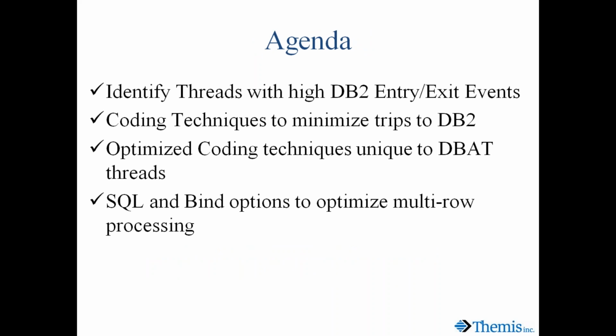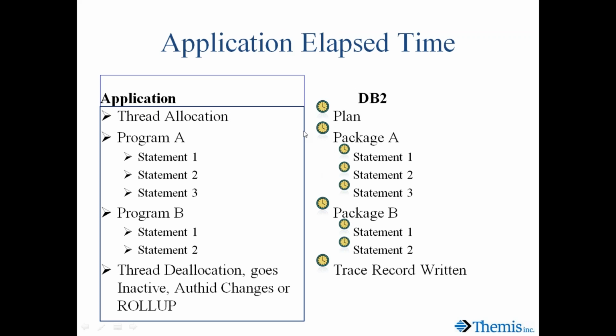The agenda today, we're going to take a look at how we identify the threads with high DB2 entry and exit events. In other words, you're going back and forth to DB2 many times. We want to try to minimize that. If we can minimize the number of trips from your application to DB2 and back, we can reduce the overall CPU wait time and CPU milliseconds. So we're going to take a look at the coding techniques to minimize these trips. We're also going to look at different ways of optimizing your coding for DBAT, for your distributed threads as well. And then we're going to take a look at some of the SQL and bind options we can use to optimize our multiple row access.